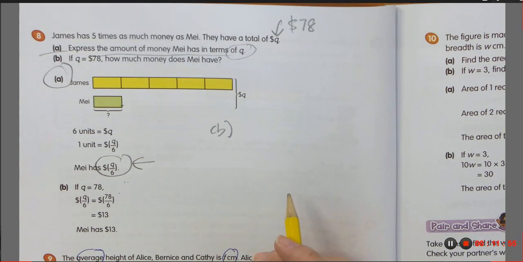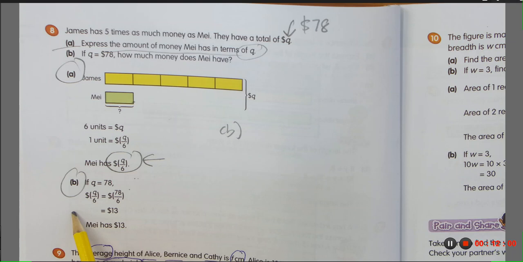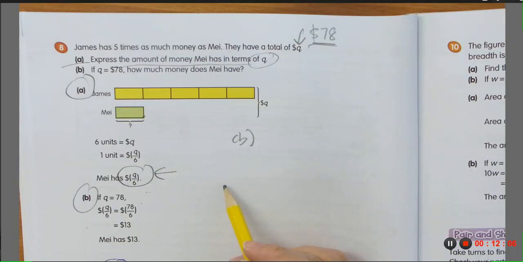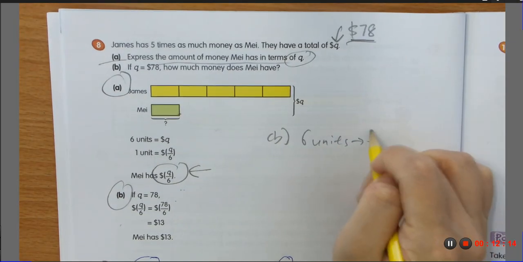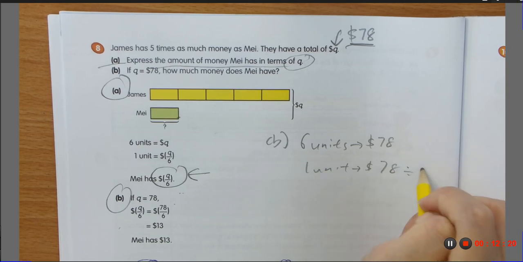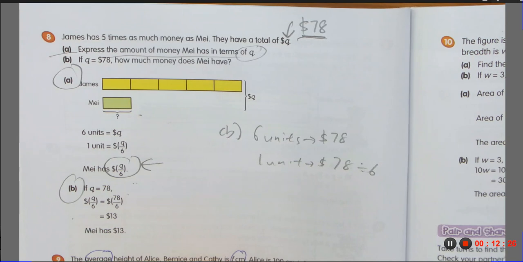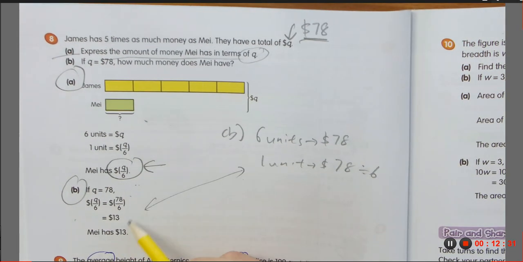Don't give up. It didn't say to leave any question blank. Then try. Can I tackle B on its own? Can. So I just ignore A and I just plug in the number. Q is 78. Can solve already? Actually can. So I can already see 6 units is $78. 1 unit is 78 divided by 6. Is it difficult? Actually not at all. That's it, finished already. You realize it's exactly the same as the algebra method. You understand what I'm saying?